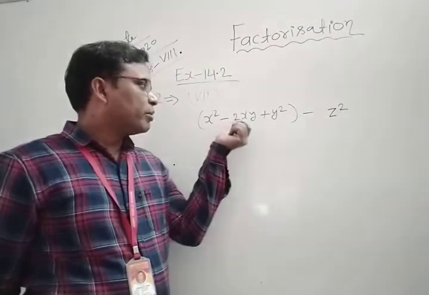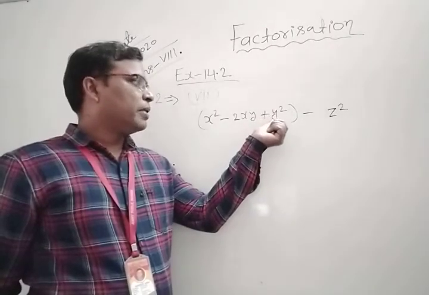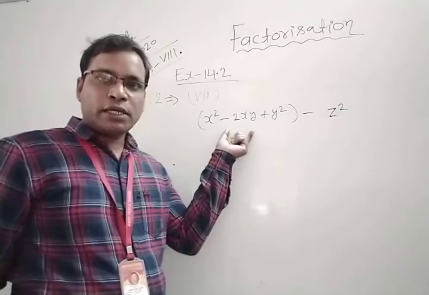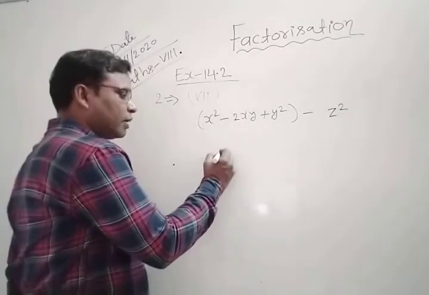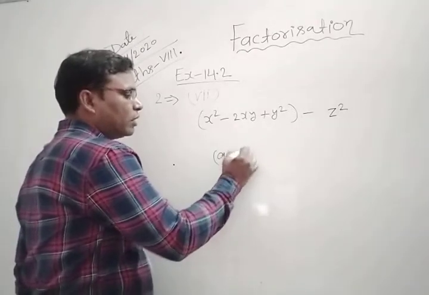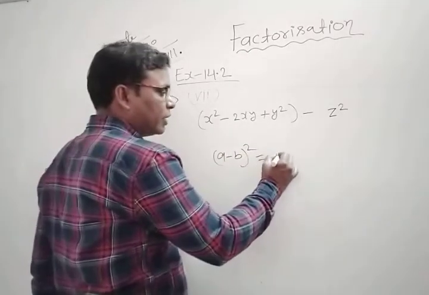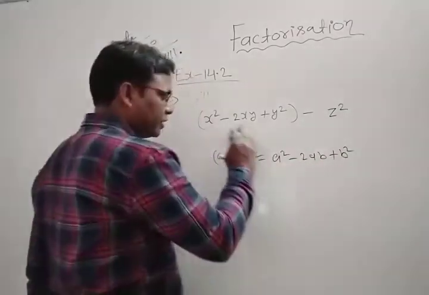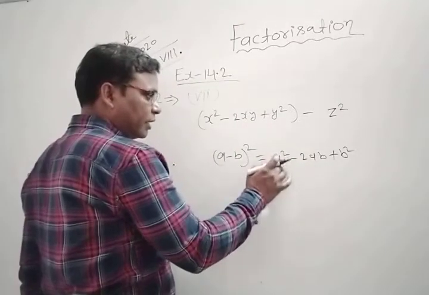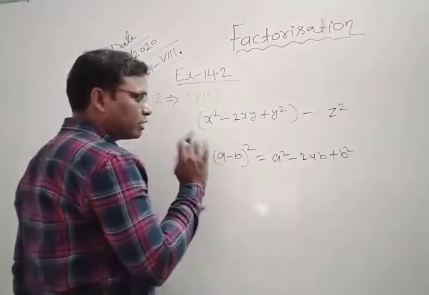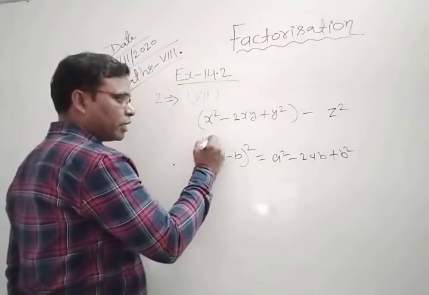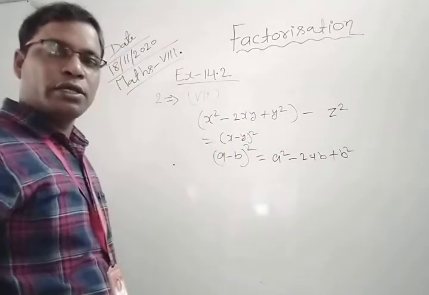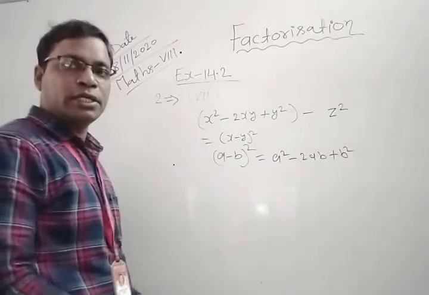First you can see x square minus 2xy plus y square. So what is this? This is a form of the square of a minus b. The whole square of a minus b is equal to what? You can write it as a square minus 2ab plus b square. This is the form of this. So you can write a square minus 2ab plus b square is equal to (a minus b) whole square. Then you can also write this as the whole square of x minus y.